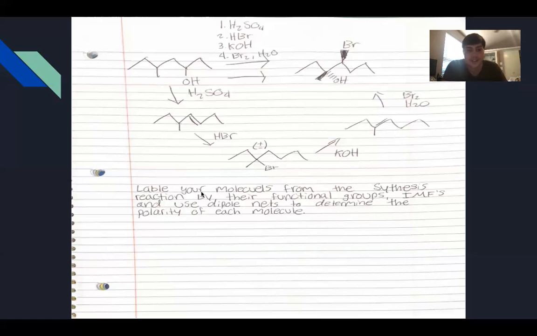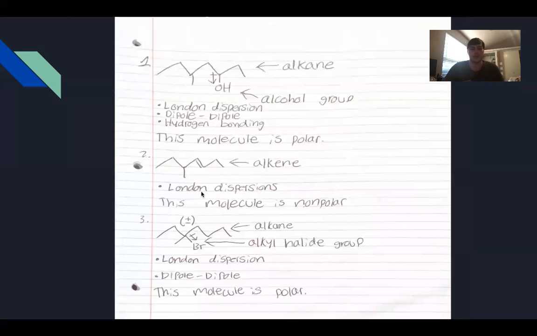Label your molecules from the synthesis reaction by their functional groups, IMFs, and use net dipoles to determine the polarity of each molecule. So the first one is the one that we were given. And we have an alkane right here because it's just carbon to carbon single bonds. We don't have any double bonds. And then we have our net dipole right here between the carbon and the oxygen. So the electron density is actually going to be in the oxygen's favor and not the carbon, because the oxygen is more electronegative. And that's what this net dipole tells us.